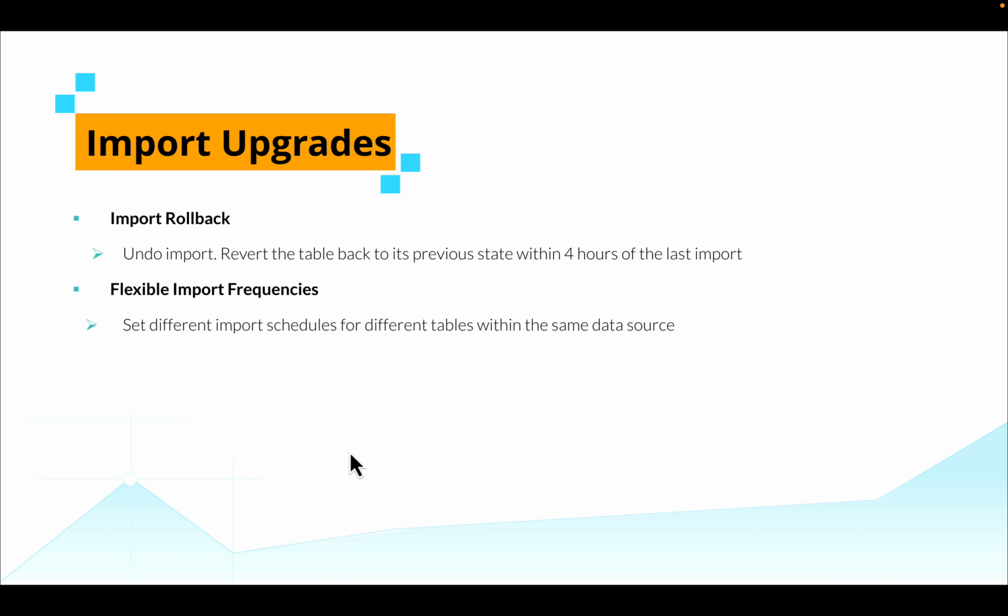We have introduced the import rollback feature, which is a lifesaver in collaborative environments. If a sync brings in bad data, say due to a schema mismatch or upstream issue, you can revert the table back to its previous state without losing your calculated columns, formulas, or formatting. Rollback can be triggered within 4 hours of the last import.